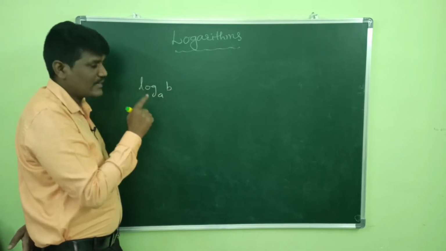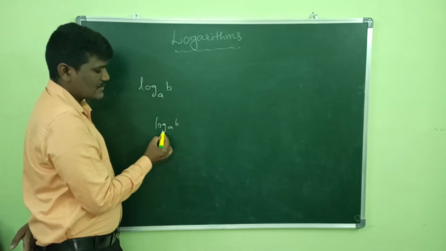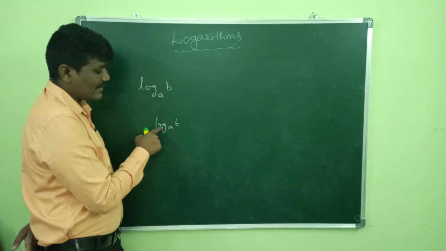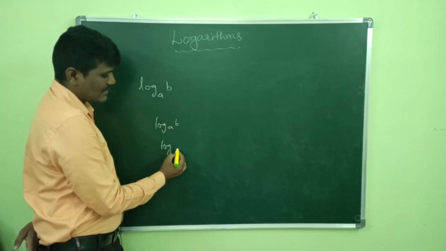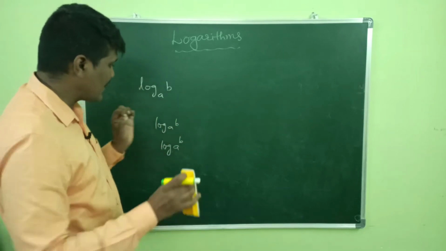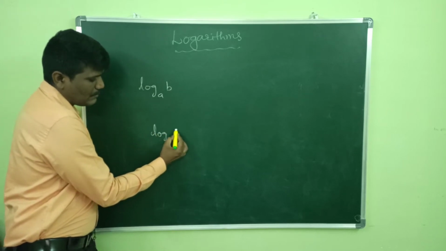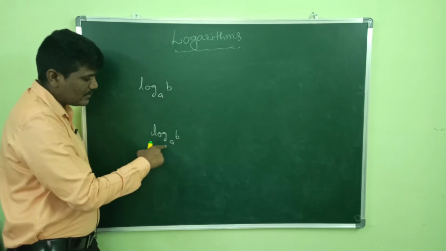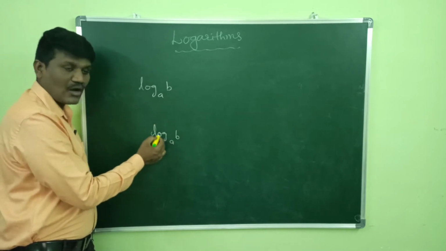While writing, you should write the base in the subscript. Don't write like this, log a b. This will be different. This I can write as log a power b. Or else don't write like this, a power b. So always you write the base very clearly. The base should be in the subscript, a little down than log.